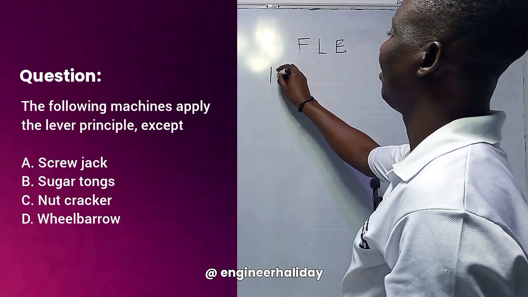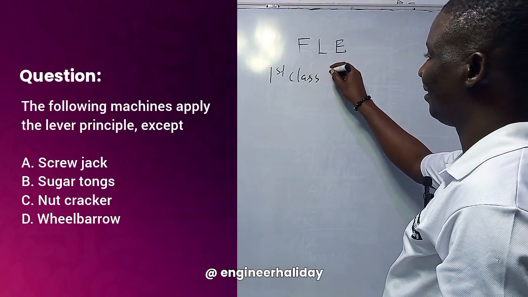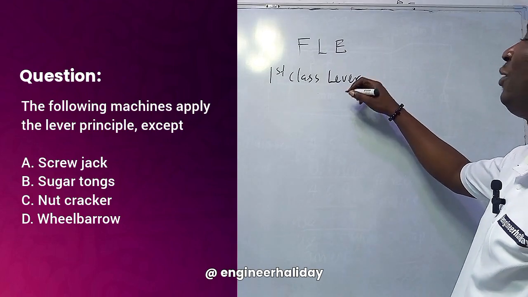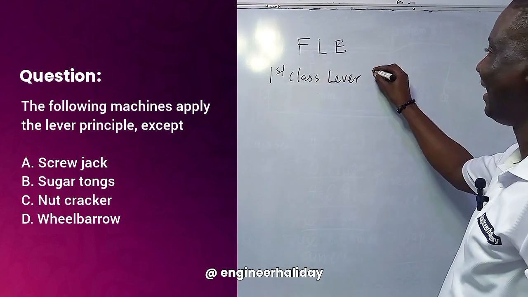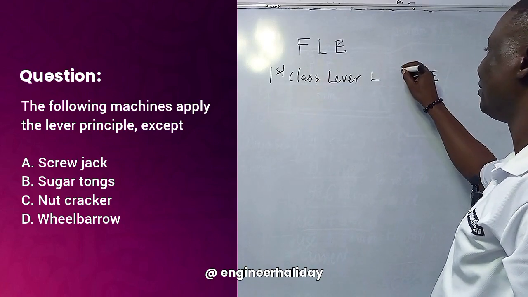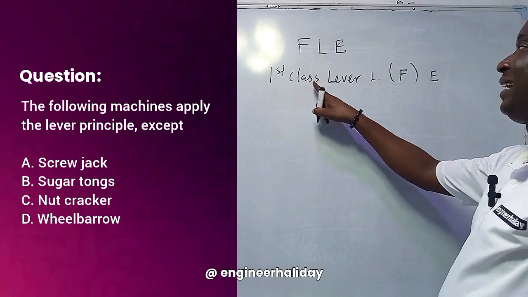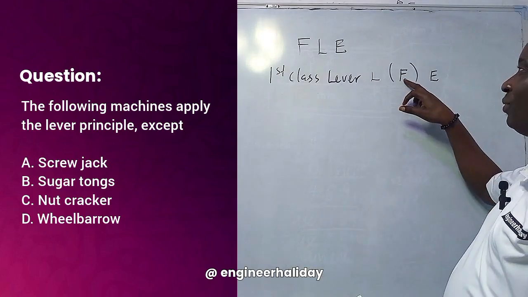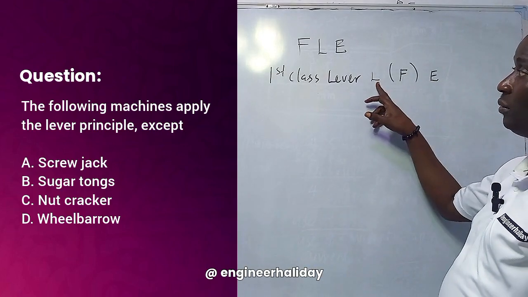A first class lever is a lever in which the fulcrum is between the load and the effort. That means the fulcrum is between the load and the effort, or effort and load.